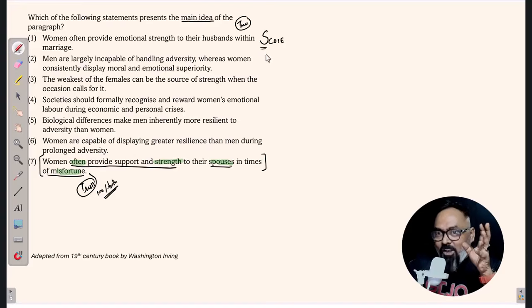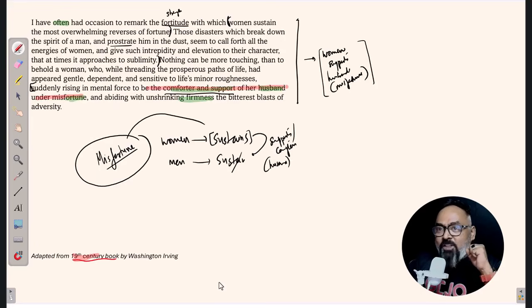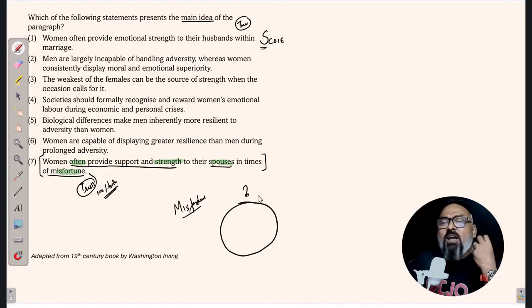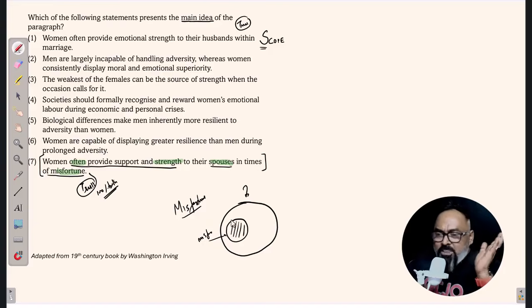Why is it a scope issue? What is the passage telling us? What is the context in which the passage is telling us? The passage is telling us that we have the context of misfortune. The passage is specific to the context of misfortune. Within marriage, a lot of things can happen. But the context is very, very specific to misfortune. And in this context, we understand from the passage that women support their husband during that particular context. This is saying that it happens within marriage.